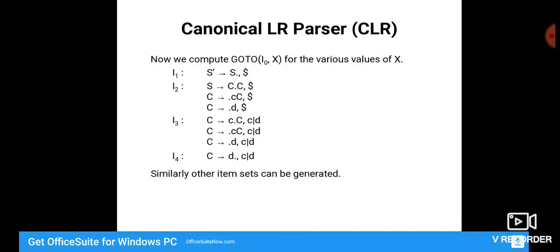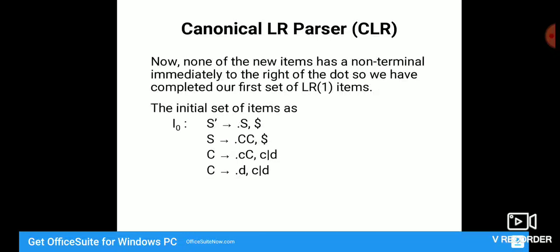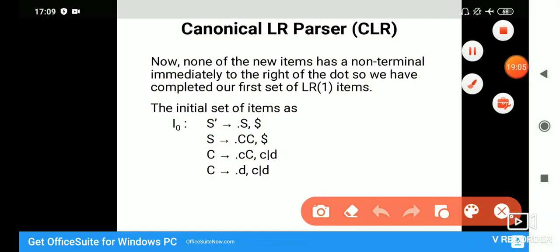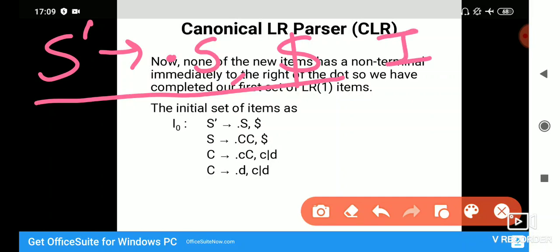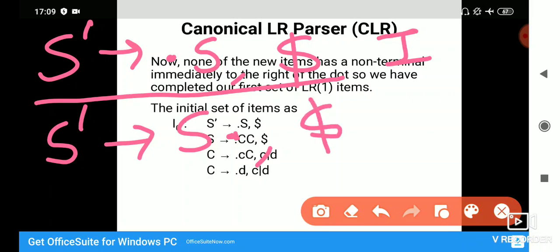Now see, you have got four new item sets generated. We will see the first one over here. What is the first one? First one is S' → .S, $. Okay, so what we will do, this is an item in I. The item in J we have to find first. So what we have to do, S' → .S, we have to change the position of dot from left to right, S' → S., $. Now this is an item in J.